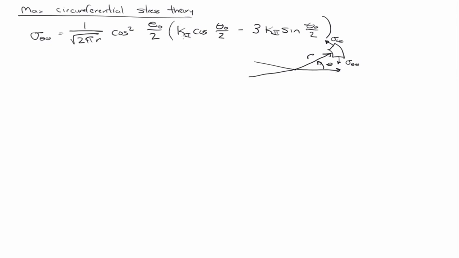In polar coordinates for a crack in an infinite body, then if we multiply both sides of the equation by square root of 2 pi r, so that we get square root of 2 pi r here, turns out this thing is also K1C at a critical value. So whatever the critical value of hoop stress that causes the crack to grow, that's equal to K1C at this point.